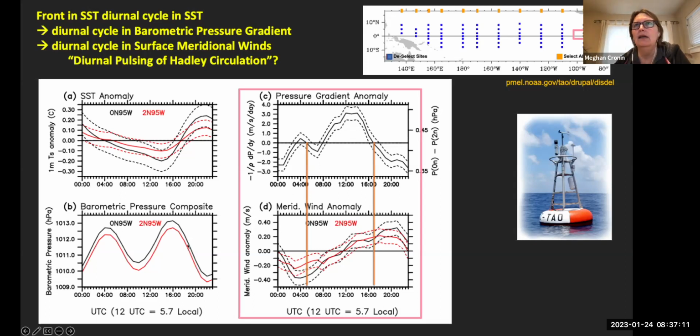And so what I think is happening is that the diurnal cycle in the sea surface temperature, the front in that diurnal cycle, is giving rise to a diurnal cycle in the barometric pressure gradient, and a diurnal cycle in the meridional winds. Other authors have said that this diurnal cycle in meridional winds might be part of a diurnal pulsing of the Hadley cell. Now, we don't have full air column measurements. We're not measuring the full circulation of the Hadley cell, but the barometric pressure sensor is an integrated measurement, and it could be consistent with that.